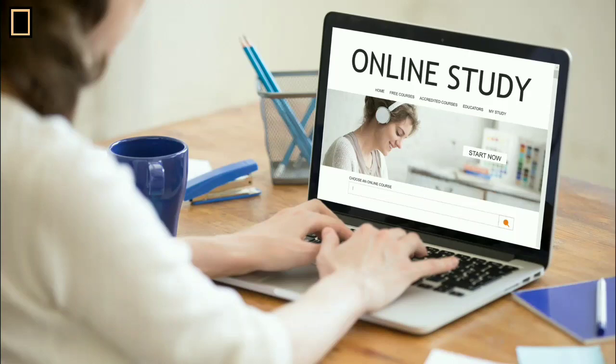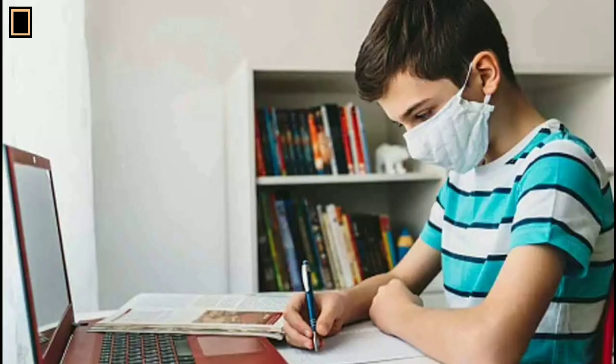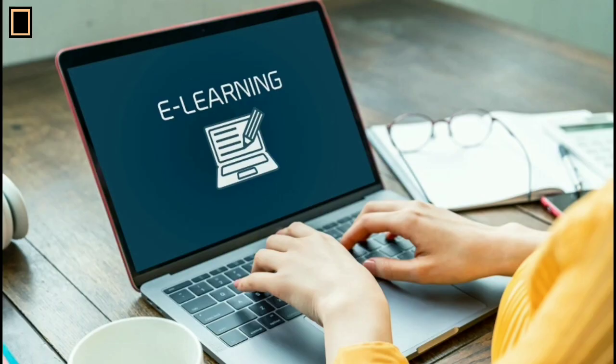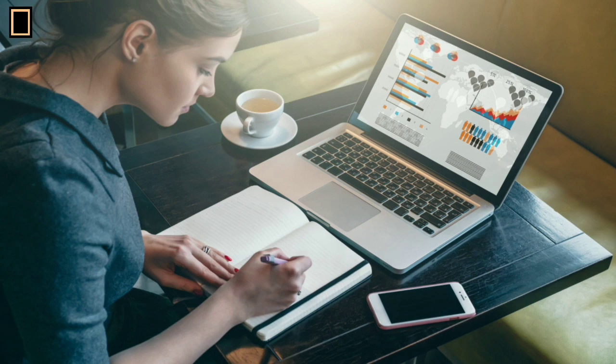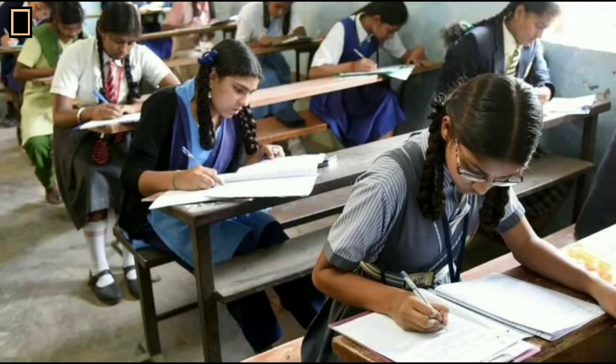Hello everyone. Online study is getting more important day by day, and in this pandemic, the concept of education has changed dramatically with a significant rise of e-learning techniques.